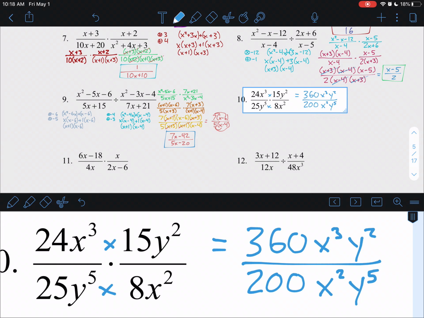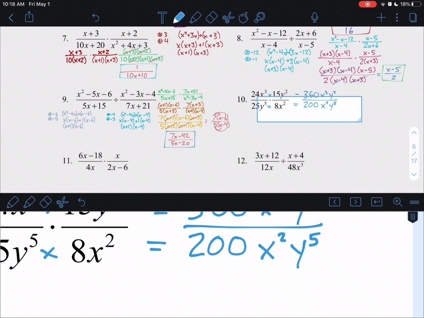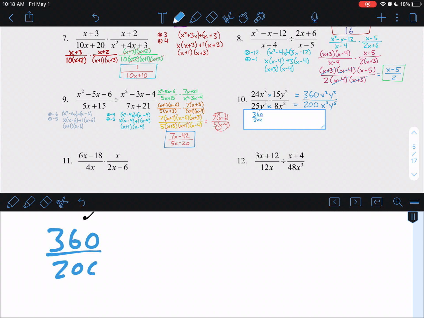First thing I see, both these are divisible by 10. I'm just going to come down here to work with that fraction. 360 over 200 simplifies to 36 over 20. Another thing I noticed is that 36 and 20 are both even numbers, so I'm going to divide them both by 2. This is just how I simplify fractions. So 36 divided by 2 is 18. 20 divided by 2 is 10.